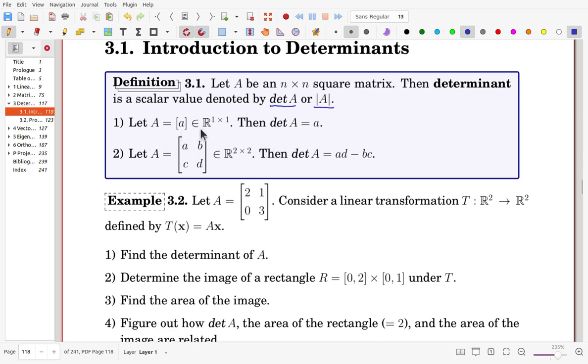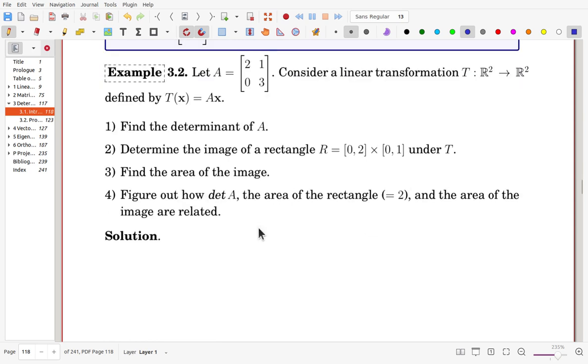When A is a 1 by 1 matrix, so it has only one entry, the determinant of A is A, the entry. And if A is a 2 by 2 matrix, A, B, C, D, then the determinant of A is defined to be AD minus BC. This cross product difference is AD minus BC. Okay, let's see this example.